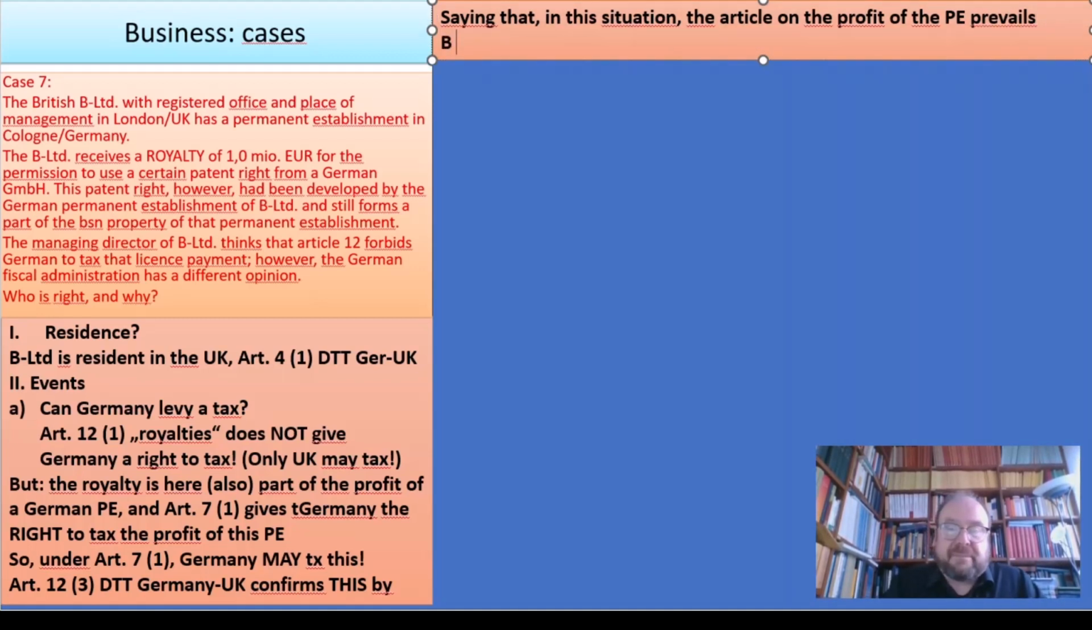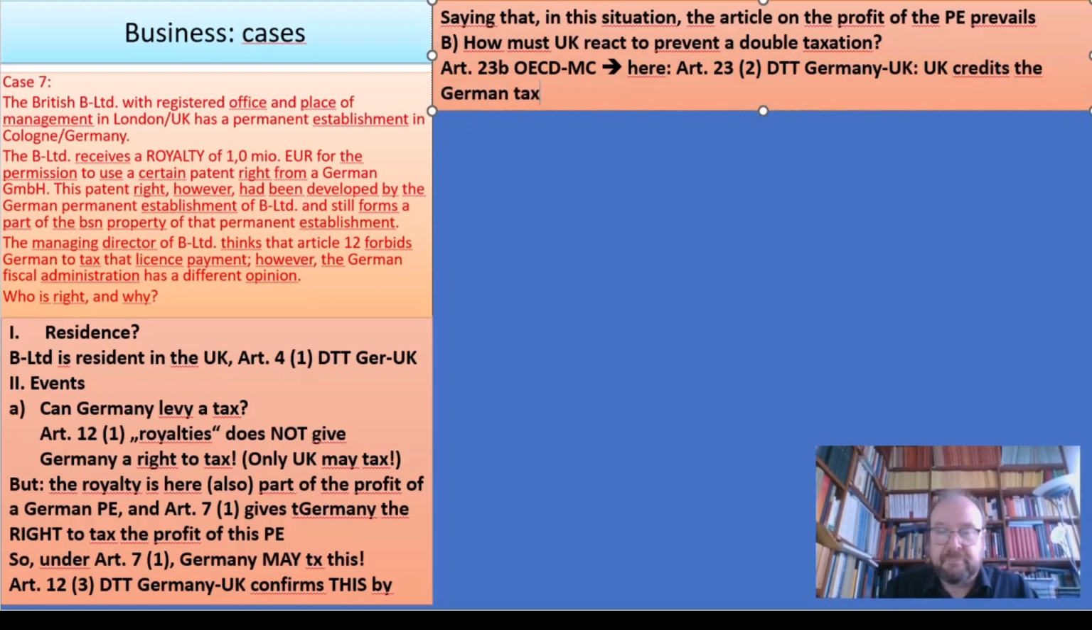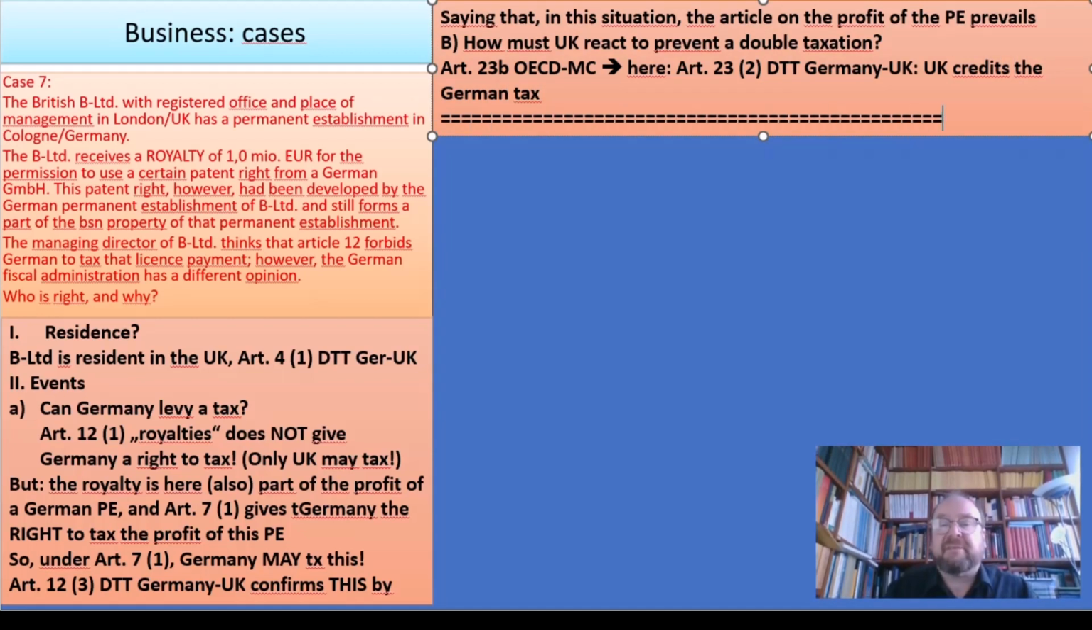Then it's again the usual question, how must the UK react to prevent double taxation? And you know, the UK is a credit method state, so Article 23b OECD Model Convention would be applied, or here Article 23.2 of the DTT Germany UK credits the German tax. So the German administration is right. We would have been surprised if they would have been wrong, because naturally such an administration has some experts at hand, and that probably explains much.